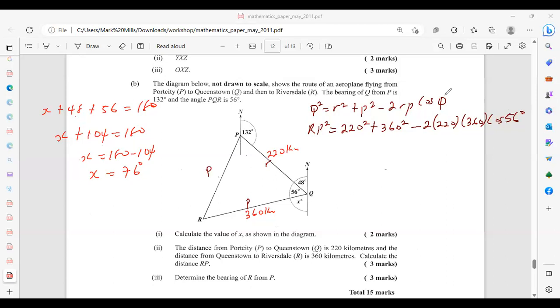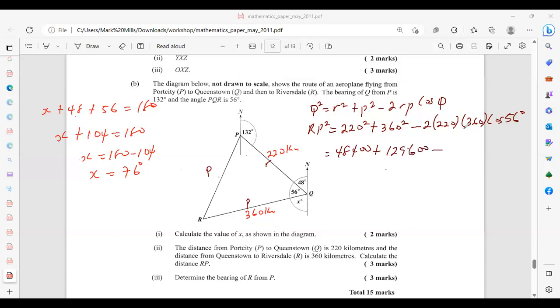So we are going to find what is 220 square. 48,400. Plus 360 square, what do I get? 129,600.